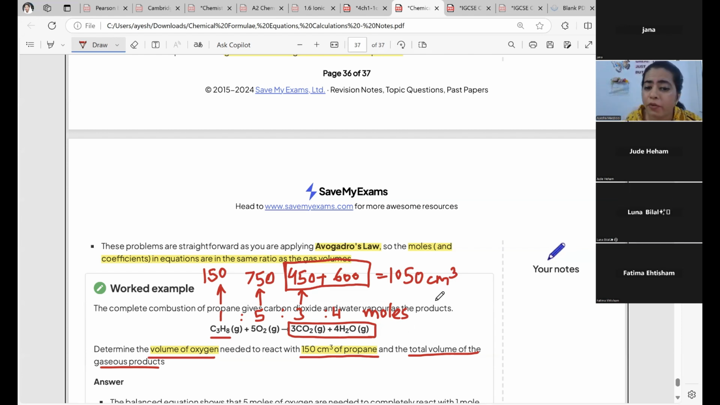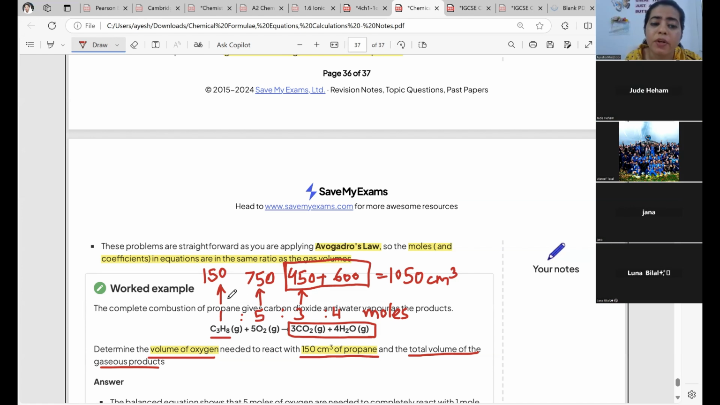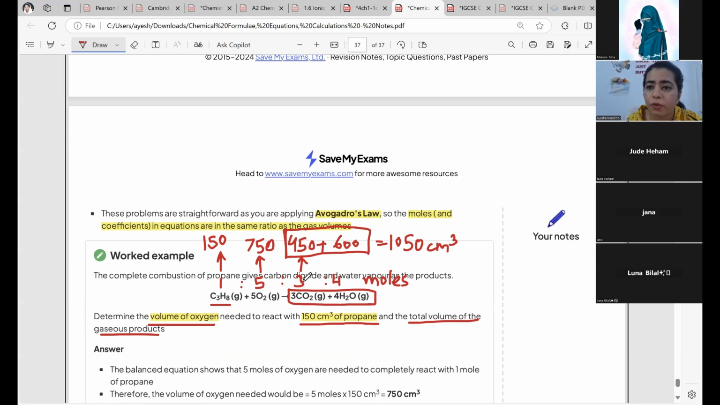Okay, so 1050. If they ask you to find the volume of any reactant or any product, you can do it. If they ask you to find the volume of total reactants and products, you can add them together. Here they're asking just products, so we are adding the products only. Okay, yes, Mariam.